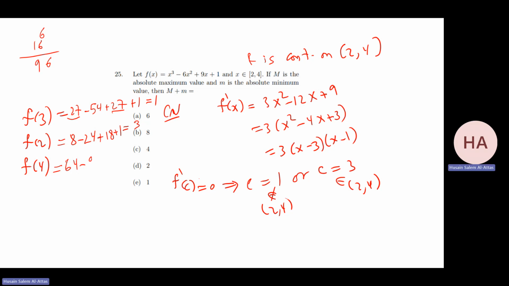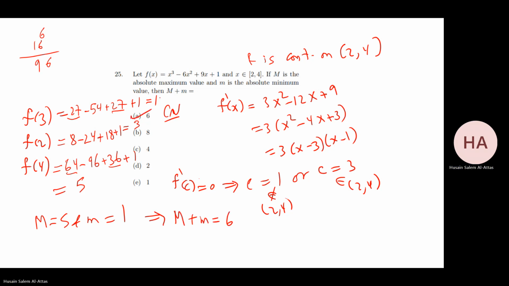96 minus 96 plus 94, which is 36, plus 1. That will give me what? 64, 36, 100 minus 64, 4 plus 1, 5. So capital M is 5, small m is 1. That implies capital M plus m would be 6, which is this one.